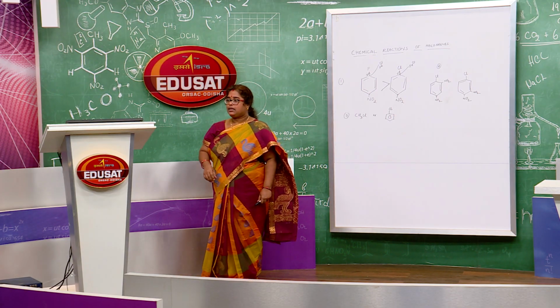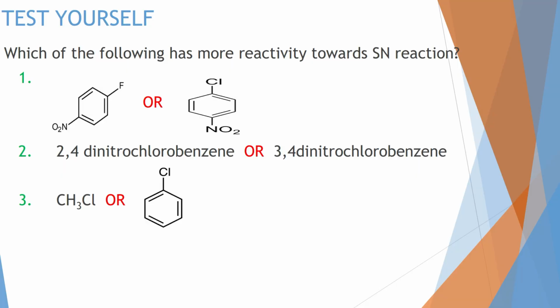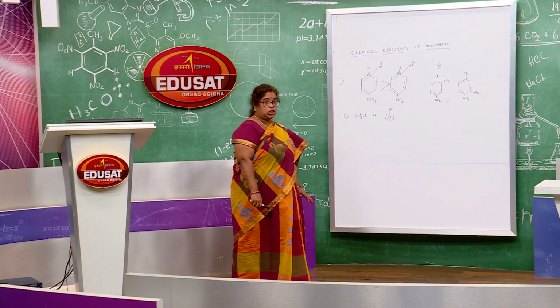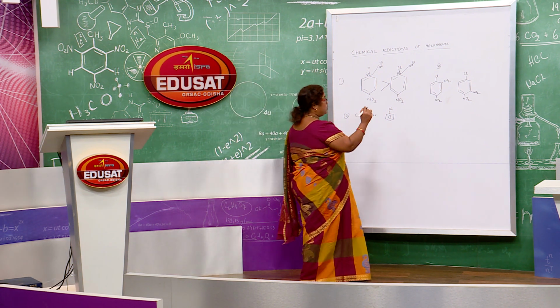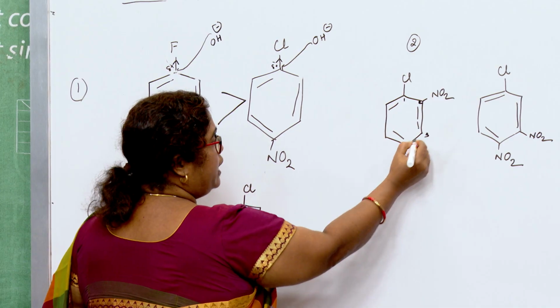So, what was the second question? Please see: 2,4-dinitrochlorobenzene or 3,4-dinitrochlorobenzene. Among these two, which one will show the substitution reaction more easily? You first draw the structure of 2,4-dinitro and 3,4-dinitrochlorobenzene. So, 1, 2, 3, 4.